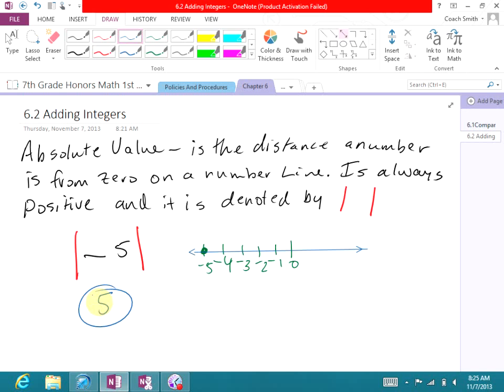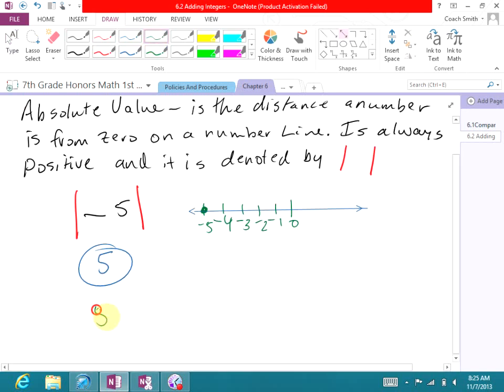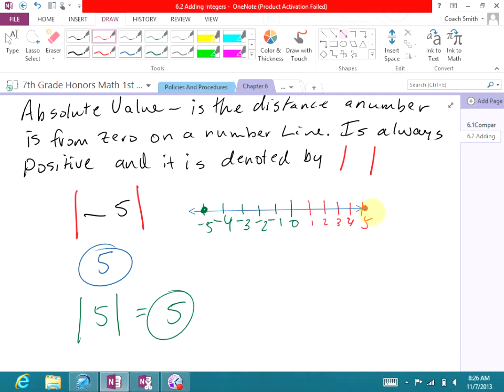Okay, now the same is true if I were to do this. If I wanted the absolute value of 5, okay, the absolute value of 5 is still 5. Okay, so the absolute value of -5 is 5. The absolute value of 5 is 5. The reason being is because it doesn't matter if I'm on the right of 0 or the left of 0, 5 is going to be 5 units from 0. Okay, we have 1 unit, 2 units, 3 units, 4 units, 5 units. Same thing on the other side. 1 unit, 2 units, 3 units, 4 units, 5 units.